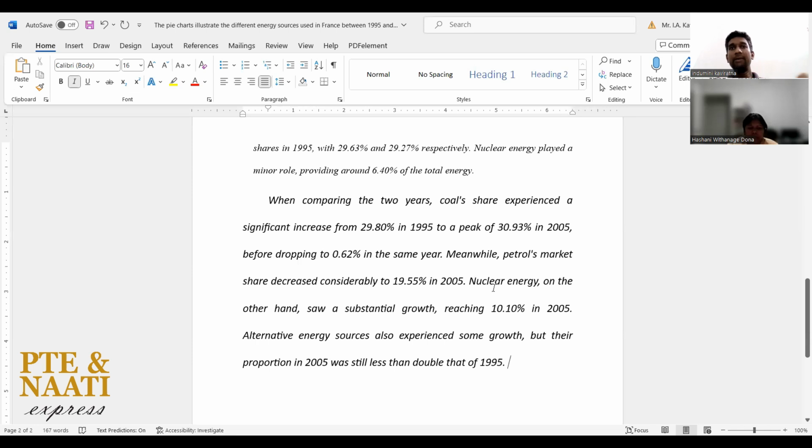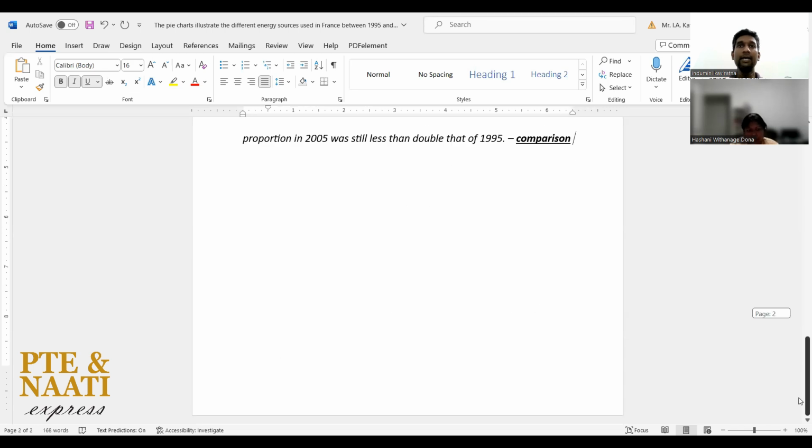So the primary aim of the third para is you do a comparison. You compare the figures that you found in 1995. Yes, finally, we can give a good concluding sentence to this.